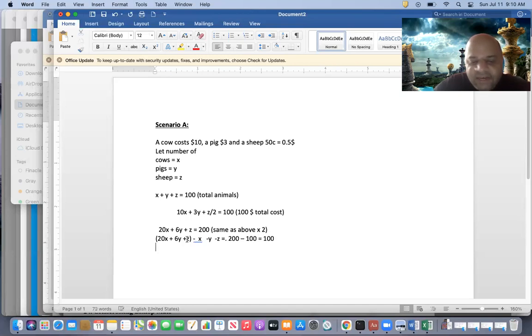Now what will happen is that Z will disappear. There is one Z plus and one Z is minus. So Z will disappear. But isn't it minus X minus Y minus Z, all negative because they're minus? Yeah, they're minus. But on one side you have 20X, right? 20X minus X, how much is it? 19X. Plus 6Y minus Y, how much is it? 5Y, right? Is equal to 100. That is what we are left with. There is no Z, right? 19X plus 5Y is equal to 100.